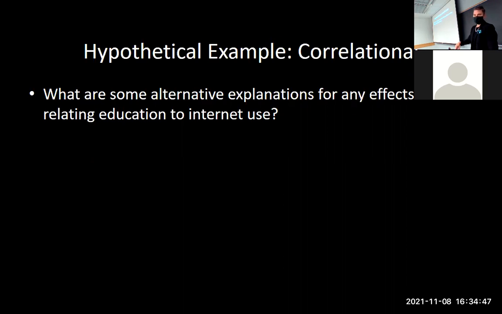If anybody feels very clever, go ahead and spit one out. Oh, somebody said something here. Wealth, yeah. So if somebody is wealthier, they're more likely to have access to the internet and more likely to be more educated. That's a really good third variable that could be causing both of these things.